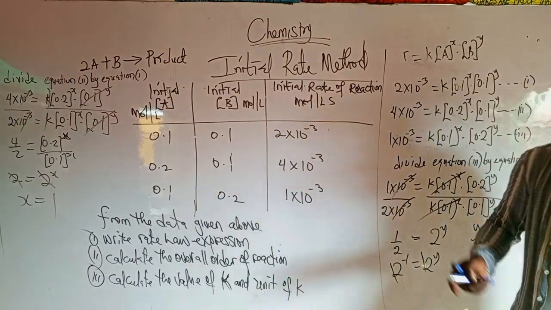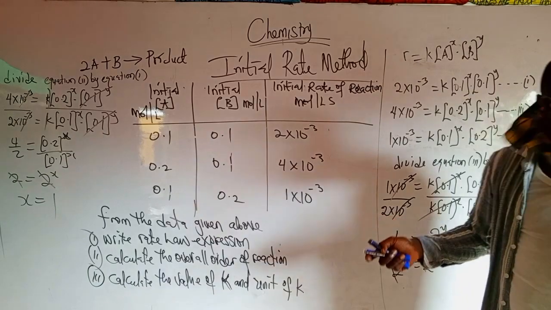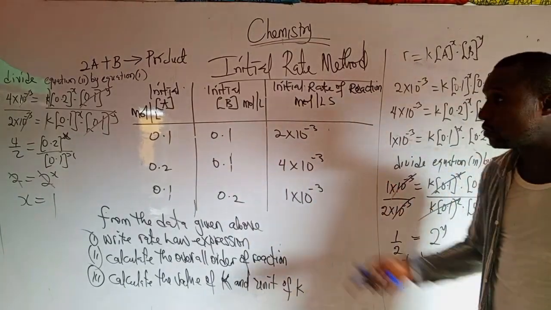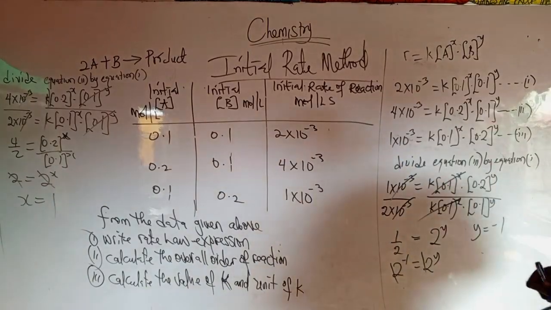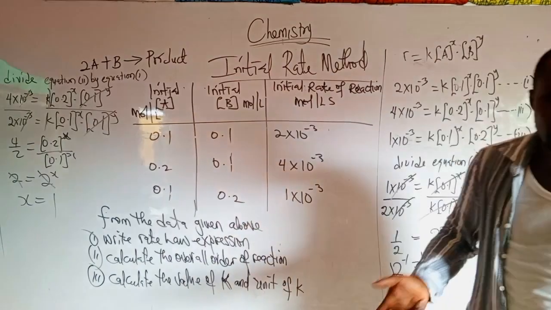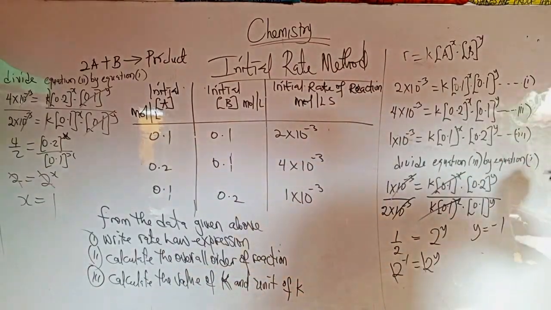There's a shortcut for this. You don't need to calculate if it is a multiple-choice question. I will give you the shortcut. Then from here, they say write the rate law expression. Write rate law expression. What is the rate law expression now?